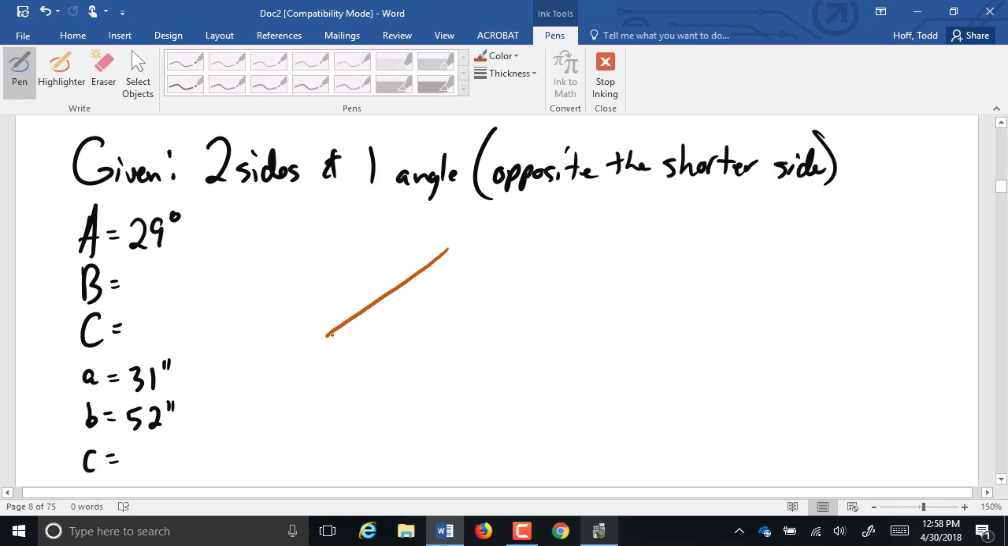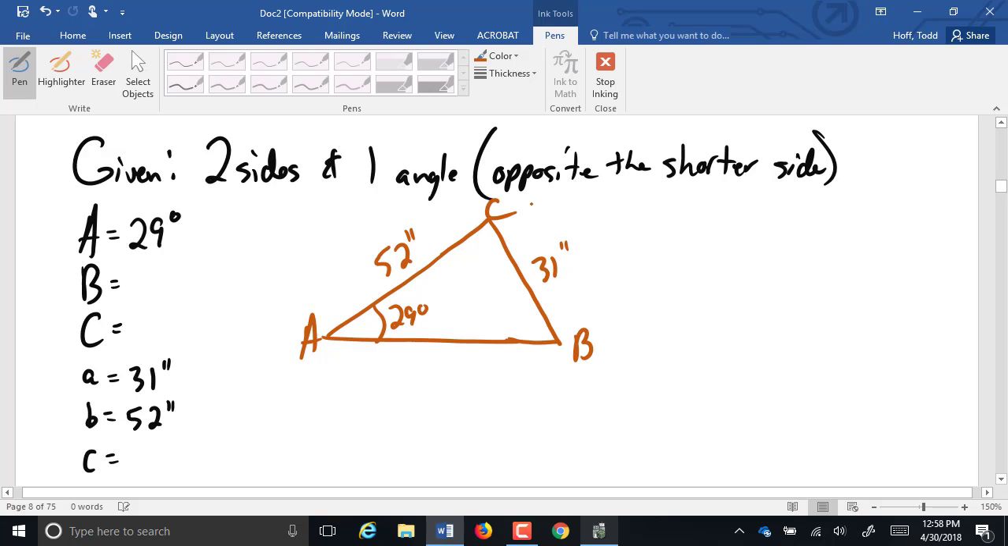So if I go to sketch this out, here's A of 29 degrees. This here is B up here of 52 inches. A could go right here as 31 inches. Makes sense, right? However, there's another possibility. Because this side is shorter than that one, it could very well go like that. How do we know which possibility it is? The answer is right now we don't.